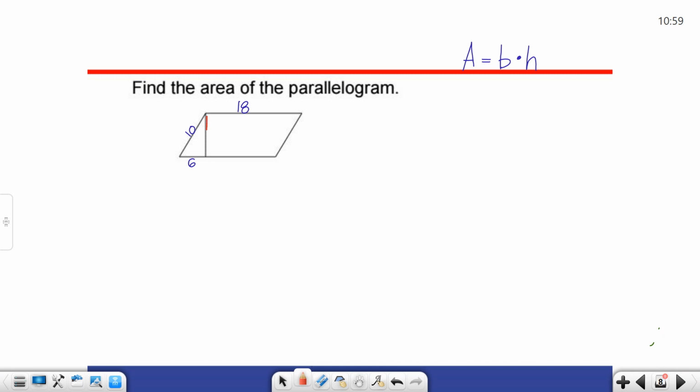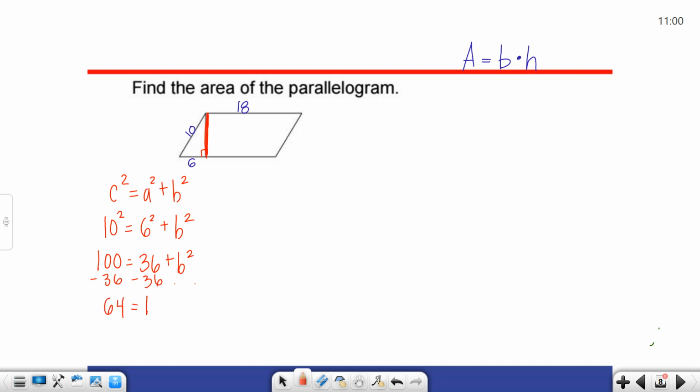Okay, this is the height. So before I can find this area, I have to find this little length. What I notice about this red length is it's a leg. So c squared is going to equal a squared plus b squared. C is the hypotenuse, which is 10. 10 squared is 100. 6 squared is 36. I'm going to move the 36 over. So 64 would equal b squared. Take the square root of both sides, and 8 would equal b. Okay, my height is 8.